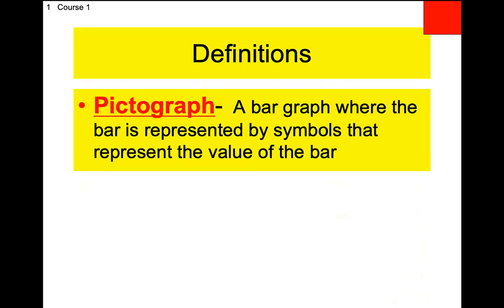All right, so let's write this down. Pictograph. Well, it is literally still a bar graph, but it's a bar graph where the bar, instead of being a rectangle, is represented with symbols that represent the value of the bar. And yes, we choose symbols that are related to the topic at hand. We're dealing with books. Well, the symbol obviously would be a book. If we were talking about, I don't know, ice cream cones, then we would probably have pictures of ice cream cones.